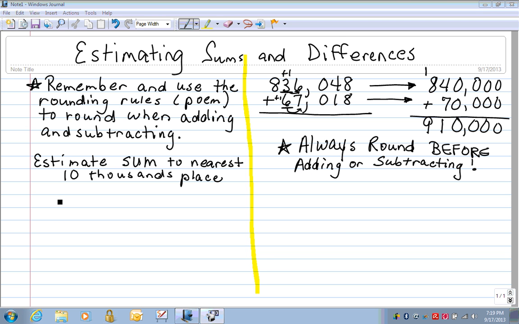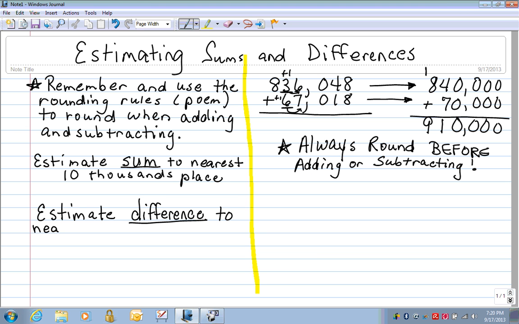Okay, next example. Let's estimate the difference. Sum is answer to addition. Difference is answer to subtraction. Let's estimate the difference to the nearest 100 thousands place.